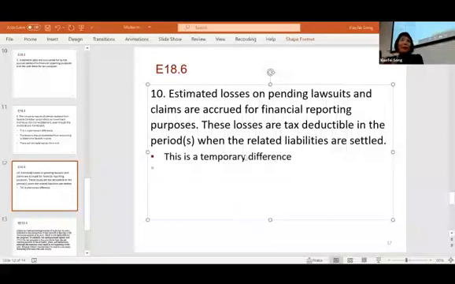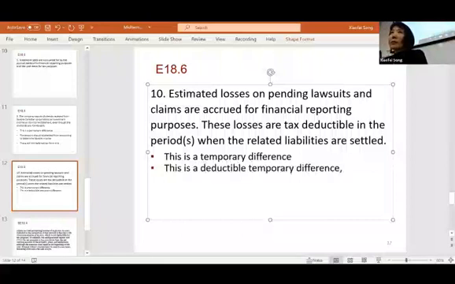I'm sorry, I'm looking at the chat answer. So as I said, it will be tax deductible in the period when the related liability is settled. So all the expenses are recognized now, but in the future, when the liability is settled, meaning when the payment is made, there will be no legal expense anymore, right? Instead, because the expense is recognized, you can deduct the payment from your taxable income, right? So this is a deductible temporary difference.